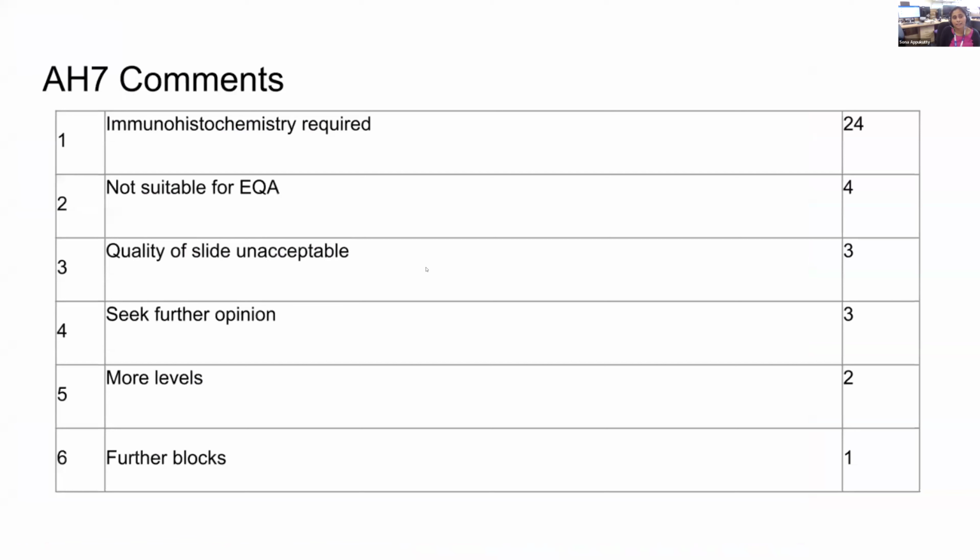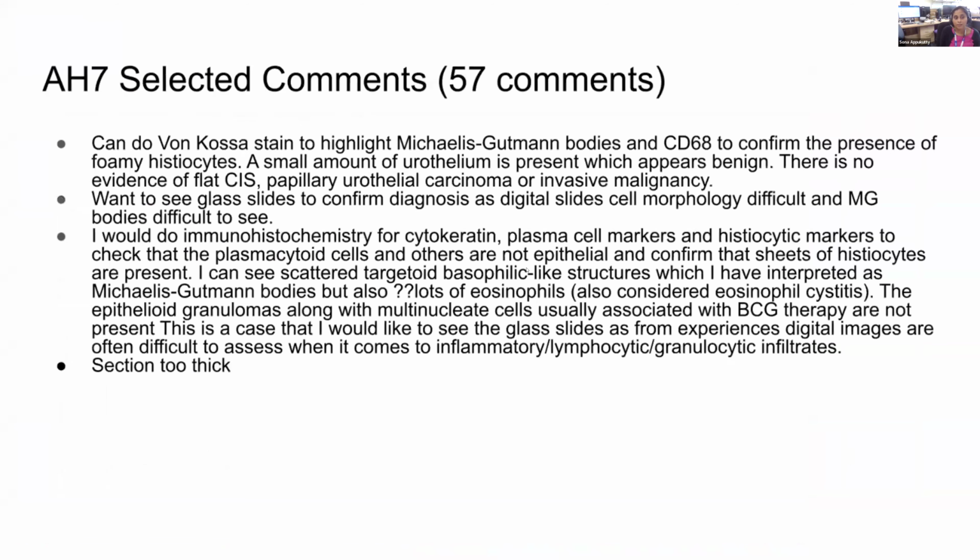Comment-wise, we had some immunohistochemistry requests. Other than that, not much. Among the selected written comments, the most frequent and repeated one was von Kossa to highlight Michaelis-Gutmann bodies. Some also suggested doing Perls and PAS-D. Among the immunohistochemistry requests, CD68 was the most common one to confirm the presence of histiocytes. The others were cytokeratin and plasma cell markers to rule out malignancies.